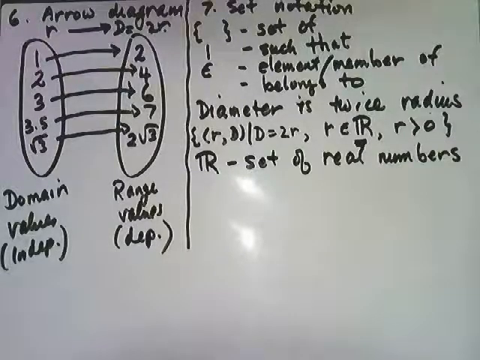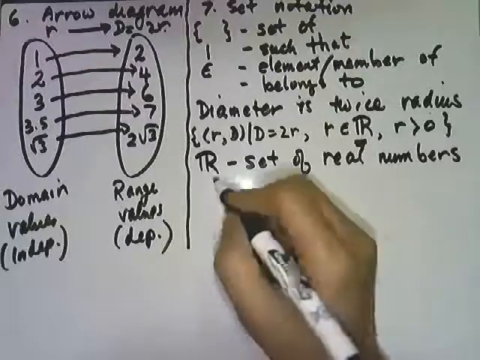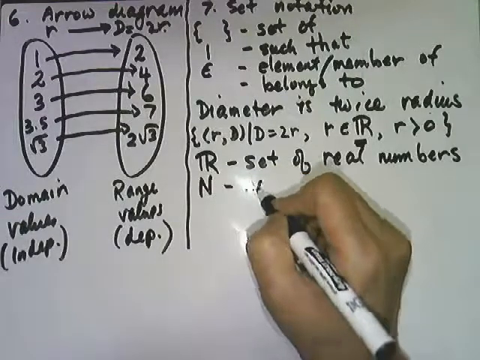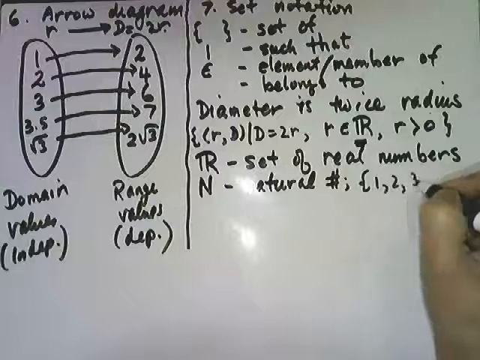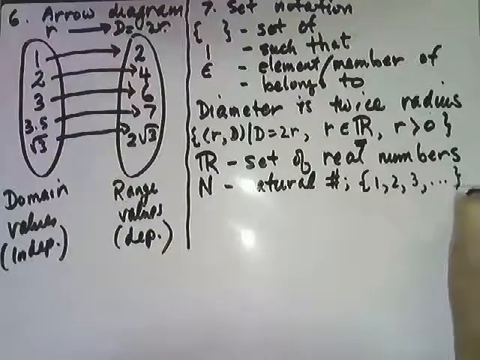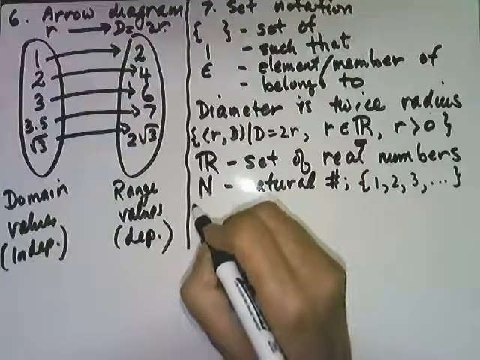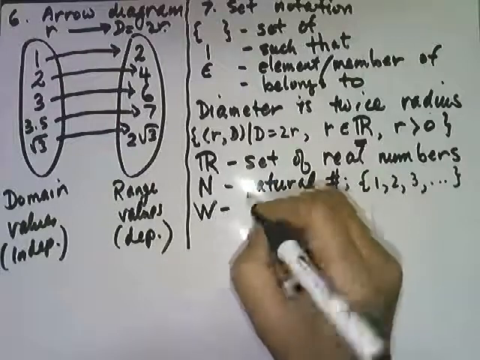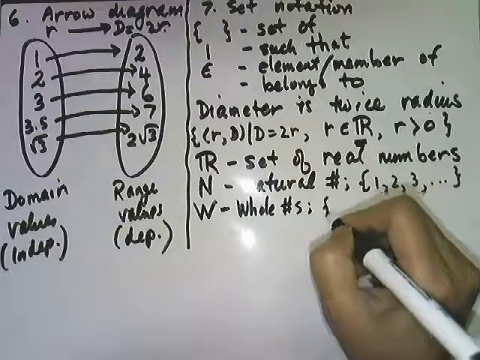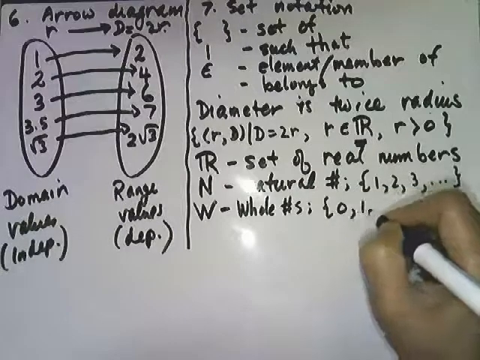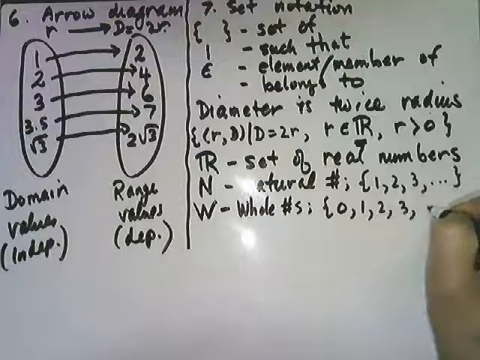Let's go back to when you were little and you first learned to count. N is the set of natural numbers, 1, 2, 3, and so on. You started to count. Then you learned about 0. So then we introduced you to whole numbers. In addition to all the natural numbers, we include 0: 0, 1, 2, 3, and so on.